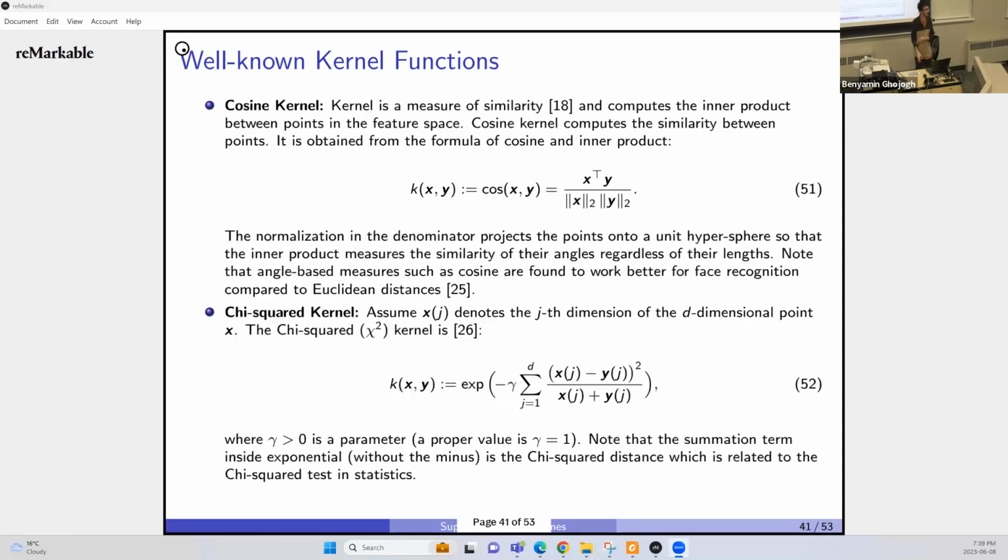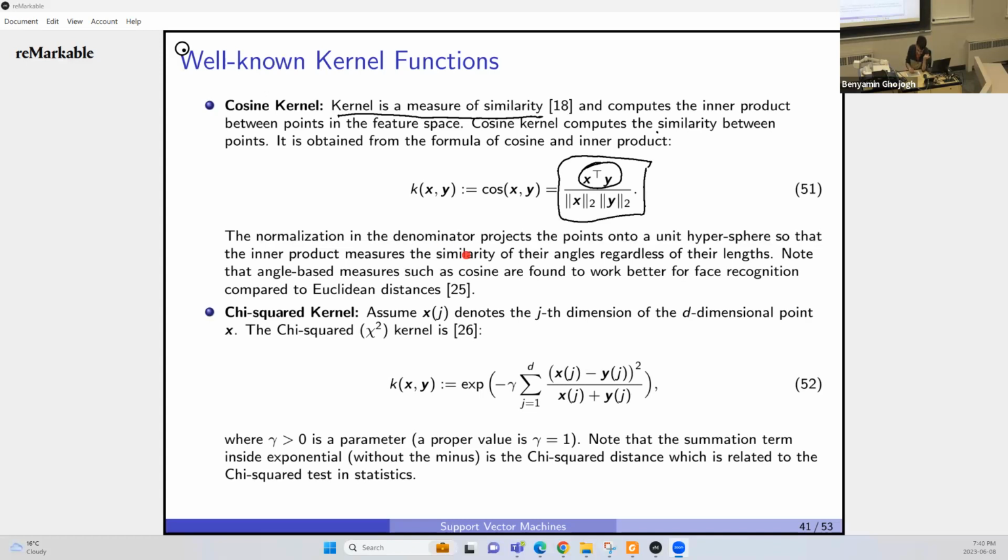The cosine kernel is also an important kernel, although less well known than the RBF kernel. So what does it do? It's a measure of similarity. We know a kernel is a measure of similarity, as we talked about, and it computes the inner product between the points in the feature space. The cosine kernel computes the similarity between points. We know that X transpose Y is a scaled cosine, as shown in this equation. The cosine of X and Y is X transpose Y over the L2 norm of X times the L2 norm of Y. If X and Y are normalized, then the inner product is equal to the cosine. So this is the cosine kernel.